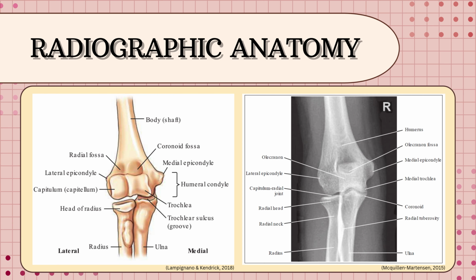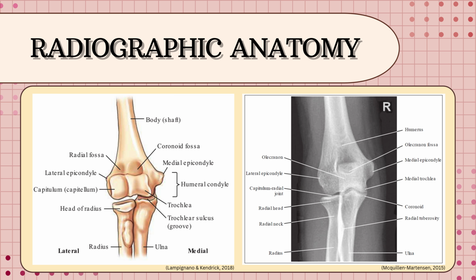Starting with the radiographic anatomy. This is the anatomy and the radiographic image of an elbow of AP projection. On the left diagram, the anatomy of the elbow shows humerus, coronoid and radial fossa, medial and lateral epicondyles, capitulum, trochlea, trochlear sulcus, head of radius, and ulna.